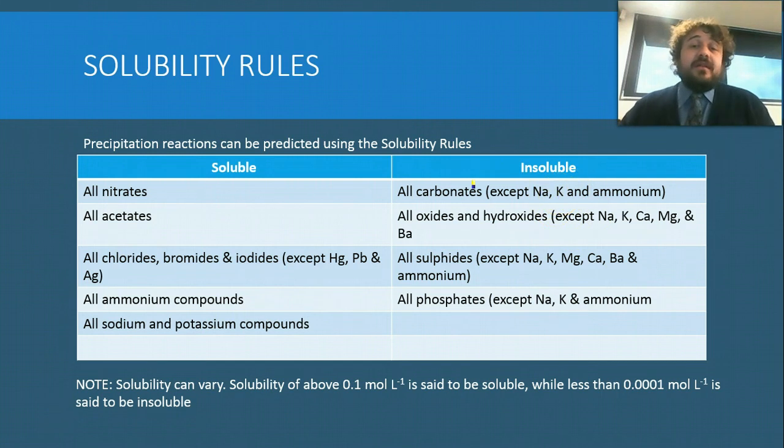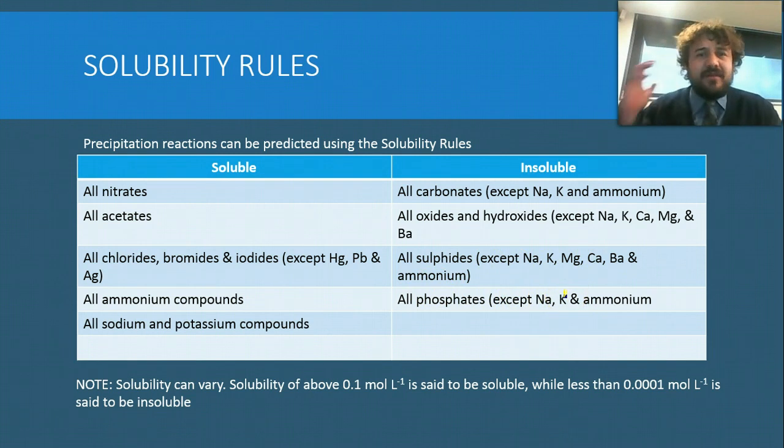So the insoluble ones, any carbonate is insoluble, except for sodium, potassium, and ammonium. All of the oxides and hydroxides are insoluble, except for sodium, potassium, calcium, magnesium, and barium. And all sulfides are insoluble, except for, again, the same crew of soluble ones, and all the phosphates are insoluble, except for sodium, potassium, and ammonium.